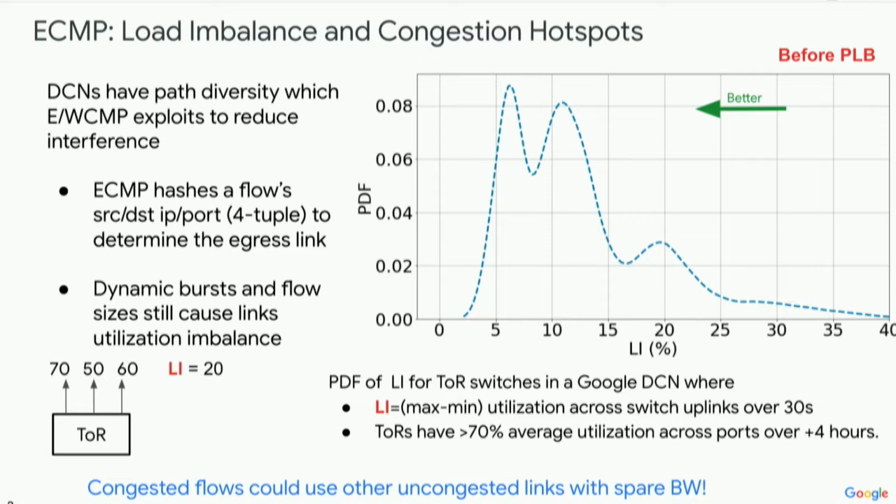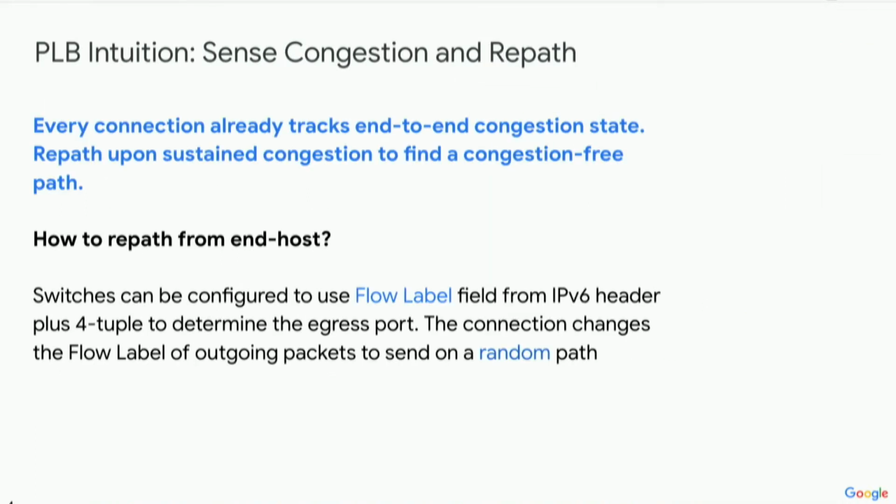So intuition suggests that some flows on the congested links can move over to the ones that have spare bandwidth available, which is precisely the idea behind PLB. You sense congestion and repath. The key questions that you want to answer are where to measure the congestion and how to repath.